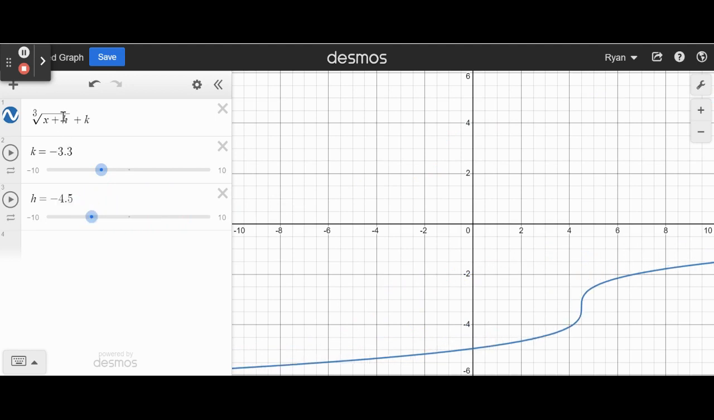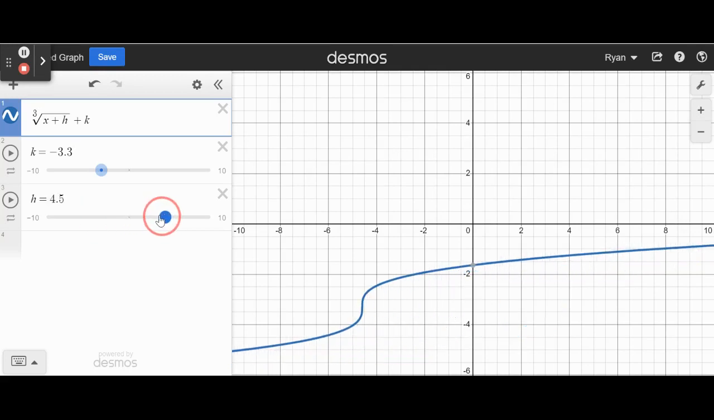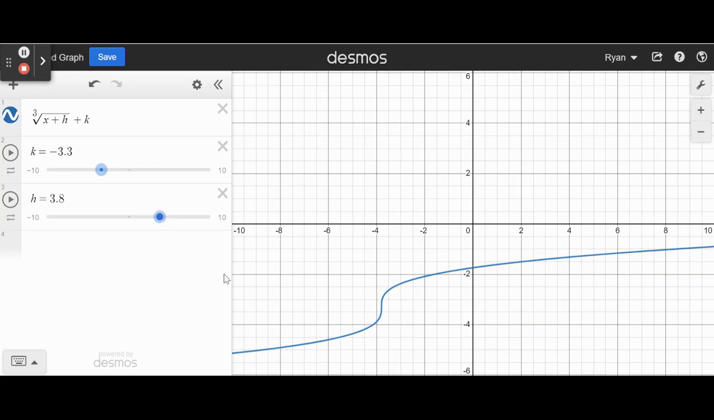Now, the h value itself is opposite of that. I'm just trying to show you in the inside, this is a plus. If I have got a minus going on, it's going to move right. If it's negative on the inside, it moves right. If it's positive on the inside, it moves to the left. So you'll have transformations of cube root graphs also. You can always just type your equation in here on Desmos and it will show you what the graph is supposed to look like.